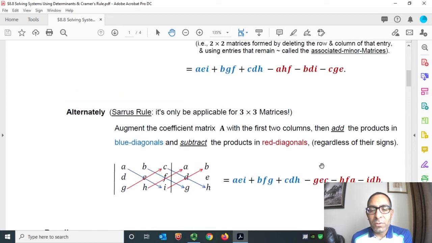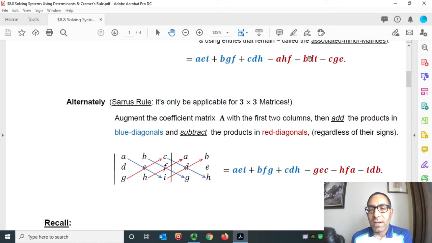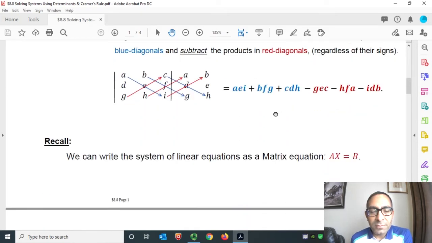And by the way, we do have the same expressions here. Either we use the alternate approach, that's the Sarrus rule, or we use the determinant expansion ideas, we will get the same final answers here. Great. So now let's move on.